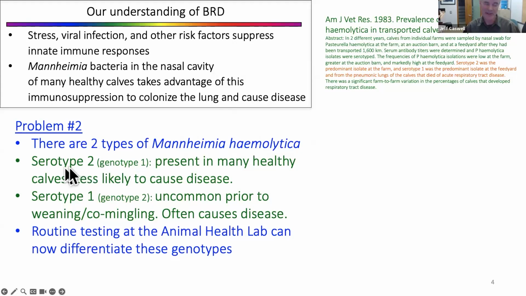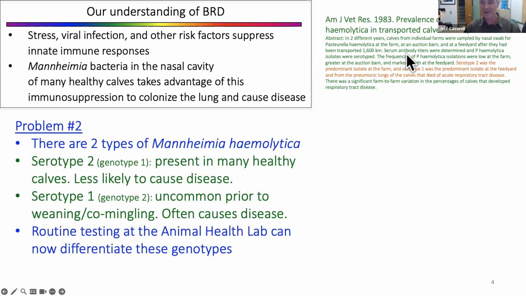And we've known for a long time that serotype 1, which confusingly, if you classify it by the genetic material in the nucleus, is called genotype 1, but ignore that for now. Serotype 2 certainly is present in many healthy calves, but that serotype is less likely to cause disease, whereas serotype 1 is uncommon in healthy calves. We usually don't see that serotype before cattle are weaned or commingled, but then after that it becomes more common. And this is the major serotype that we identify in diseased animals.